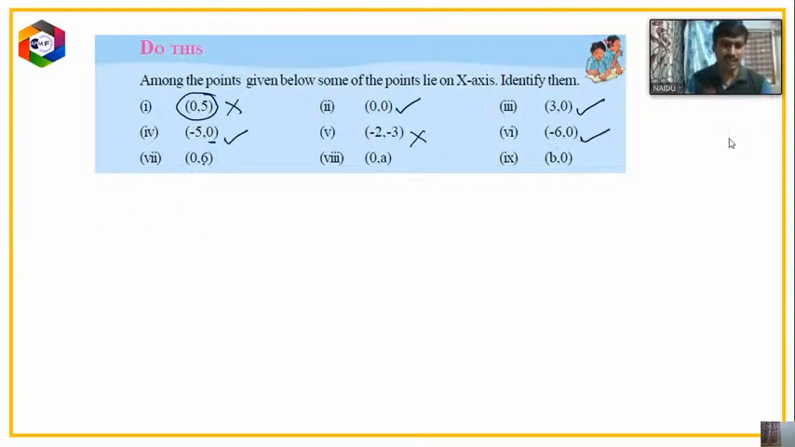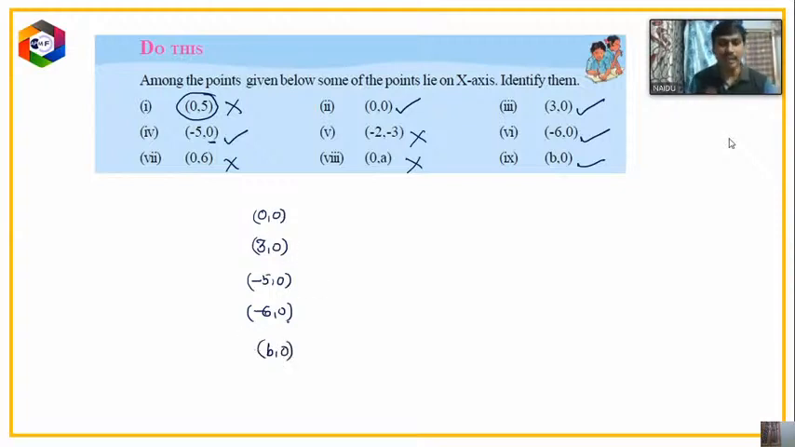Here the y value is not 0; we have to keep in mind only the y value. So this does not lie on the x-axis, and this is also not, and here the y value is 0, so this lies on it. So out of all the points, I am writing them: 0 comma 0 is a point, and 3 comma 0, and minus 5 comma 0, and minus 6 comma 0, and b comma 0. So these are the points.